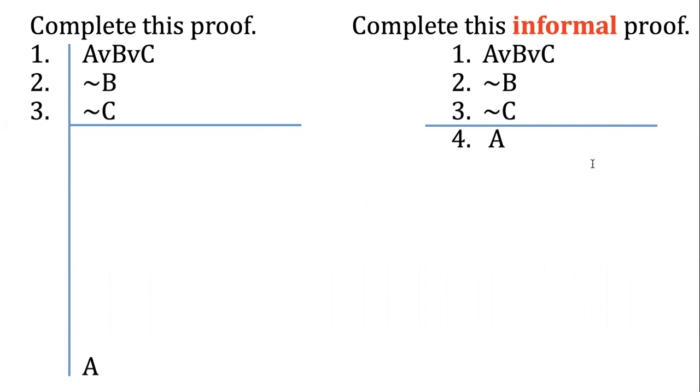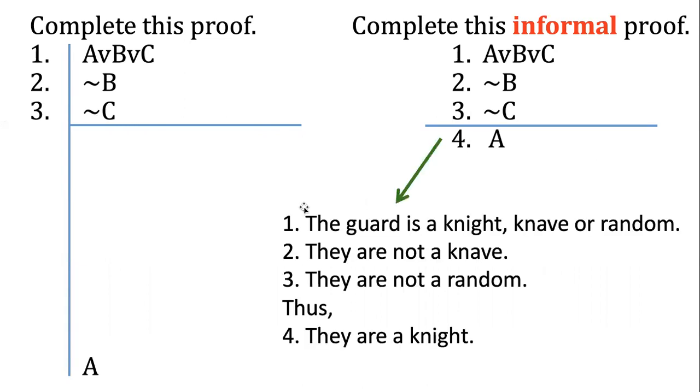Let's start with the informal proof. And to make it easier, I'm going to give you a concrete example. Let's say that we have some guard and we know they're a knight, knave, or random. So that's our premise number 1. A just means they're a knight, B means they're a knave, C means they're a random. So I know premise 2 that they're not a knave, and I know premise 3 they're not a random. If you were going to justify for someone how this argument is valid, what would you say? What would you do in an informal proof? So pause your videos and just formulate what an informal proof of this would look like.